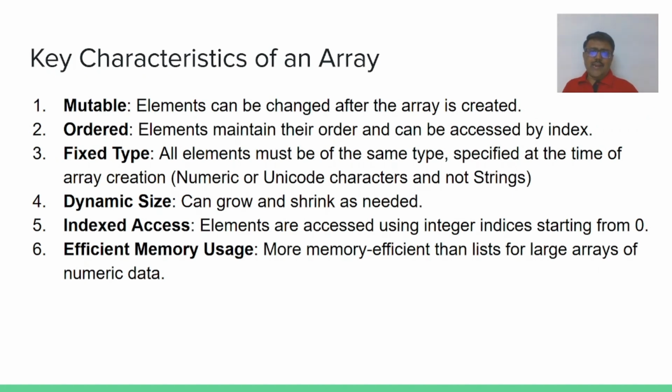Now these are the key characteristics of an array. Mutable: we all know mutable means changeable. The elements can be changed after the array is created. So once you create it, you'll be able to change it. That is called mutable, right?